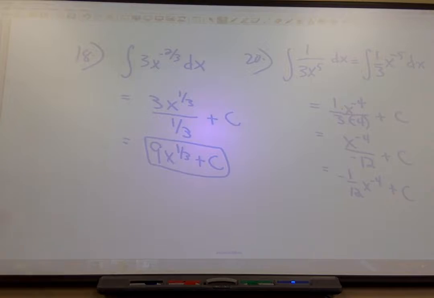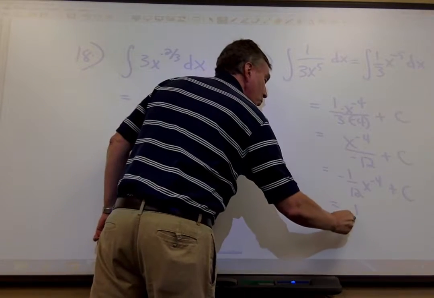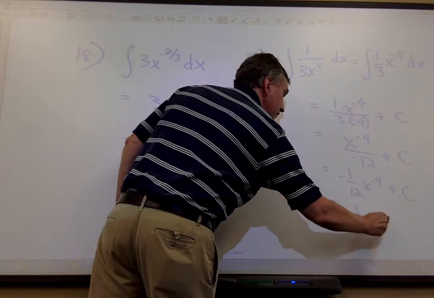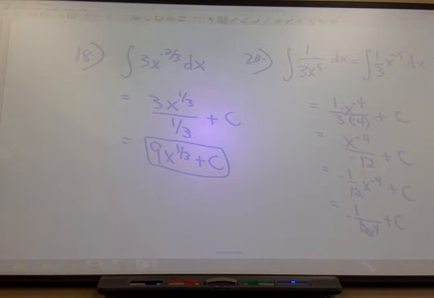Maybe they would, since they gave it like this. If they gave it like this, maybe they would want it: negative 1 over 12x to the 4th plus c. You never know how they'll give the answer in the back of the book. They sometimes do it on a whim as to what they feel is most simplified.